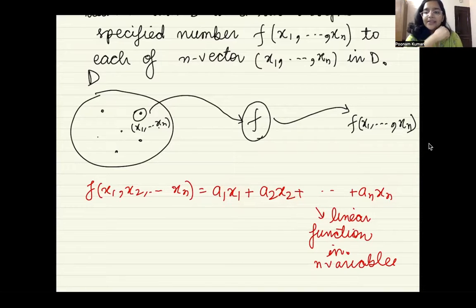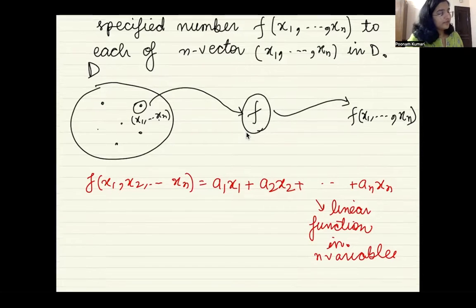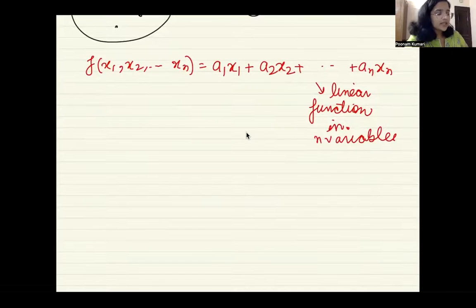All right, are we good with that? Yes, ma'am. Wonderful. Okay, so can you give me an example of a function of n variables? Any example that is coming to your mind? Let's say mean, geometric mean, arithmetic mean, anything that is coming to your mind. Acha, tell me, how do you find arithmetic mean?